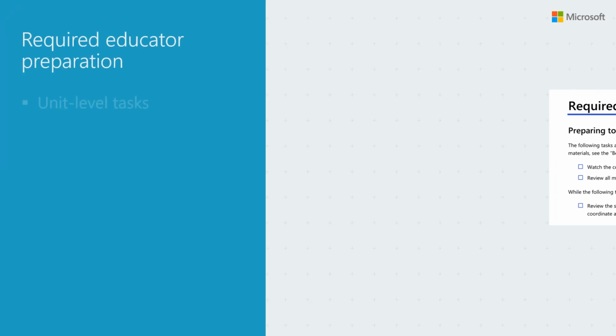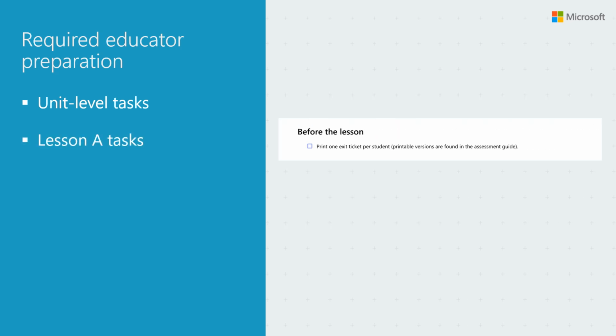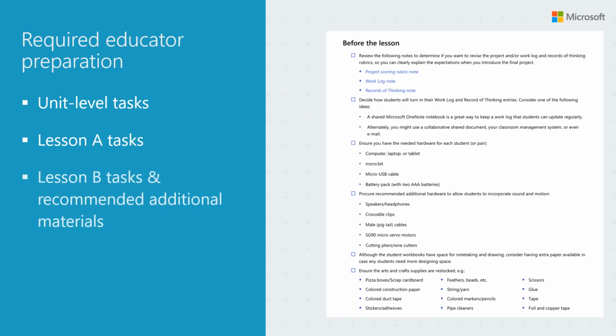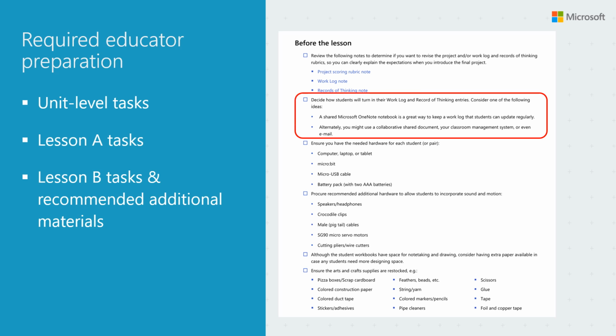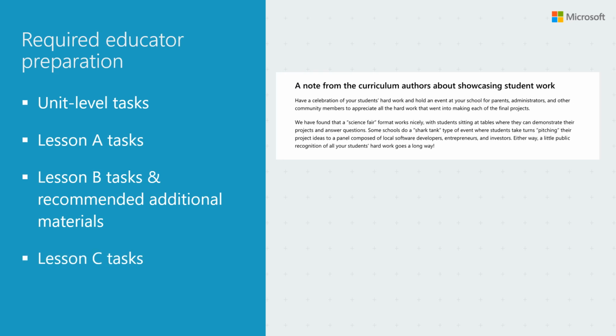Now, in your preparation, you may need some advanced planning for coordinating the showcase option that you choose for Lesson C. So, for Lesson A, your only preparation really is going to be printing out the exit tickets. And then for Lesson B, you've got some decisions to make. So you're going to want to review the class structure recommendations and decide how you're going to incorporate them. You'll want to take a look at the notes about project scoring, work logs, records of thinking, and determine any revisions you might want to make. You might want to decide how your students are going to turn in their work logs and their records of thinking entries, considering the provided ideas.